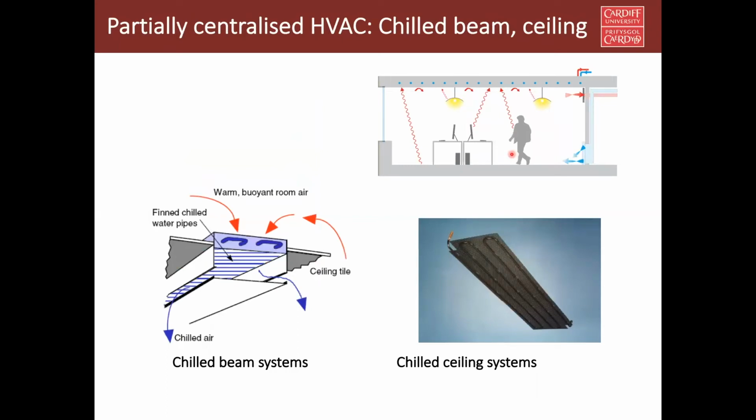Now, if we move to the next one, this is chilled beam and chilled ceiling. It's quite similar to a fan coil system. So we have coils that can have chilled water inside, but in this case, this is in a beam that is under the ceiling. So you can do it later on in a retrofit, and the whole ceiling could be a chilled ceiling.